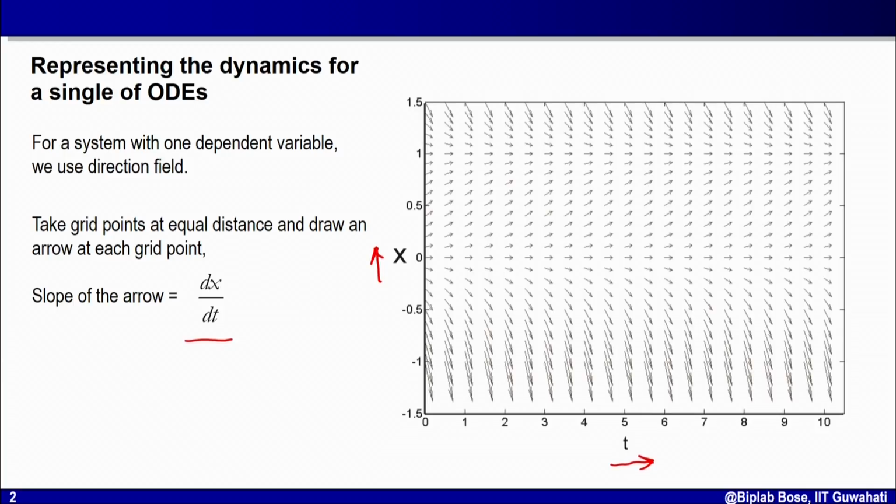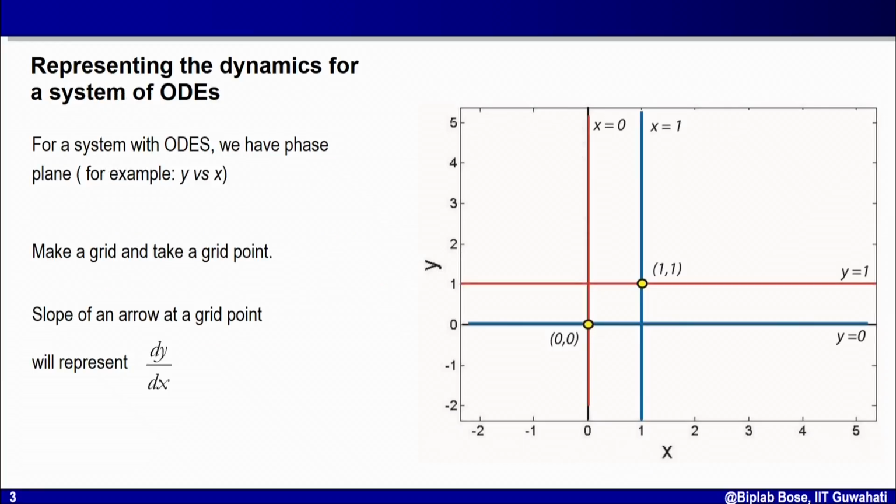Now, if I have a system of ODEs, that means I have more than one ODE because I have more than one dependent variable. Then how can I represent the dynamics of the dependent variables with respect to time in a two-dimensional space? That's what we will discuss today.